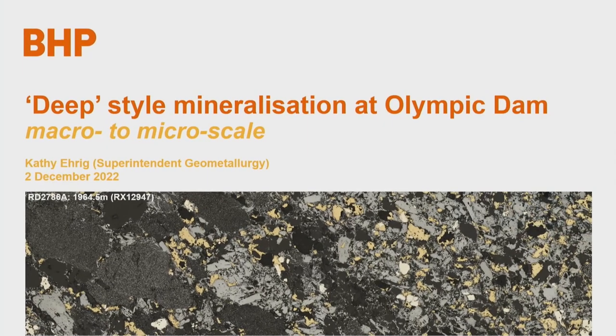The first little image that we see here is a reflected light microscope image, about 20 millimeters across, and we see chalcopyrite in yellow and the normal mixed-up hematite and magnetite in a typical breccia.